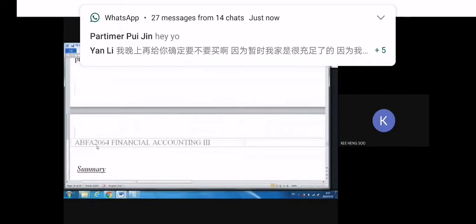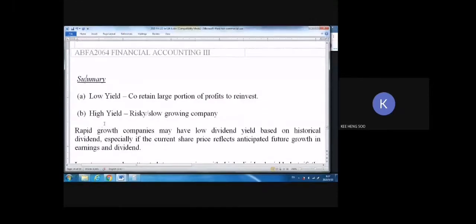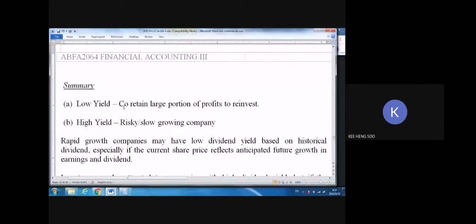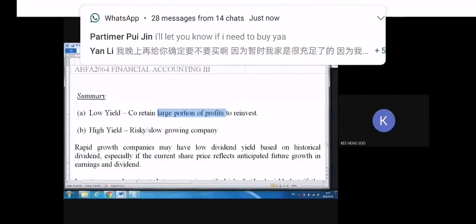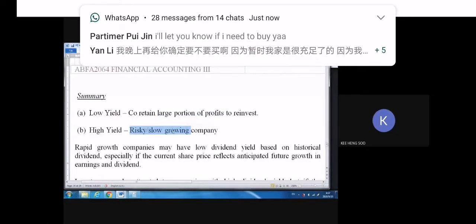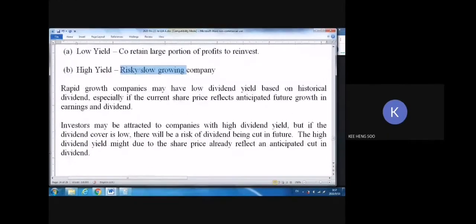Okay, now the last part, the summary. When you got a low yield, that means the company keeps a large portion of the profit. High yield, slow growing company, as I mentioned already. A rapid growth company may have a low dividend yield based on historical dividends, when the current share price reflects the anticipated future growth in earnings. Investors will be attracted to companies with high dividend yield. This is normal. As an investor, you see this company can pay you more dividends, then you go in.